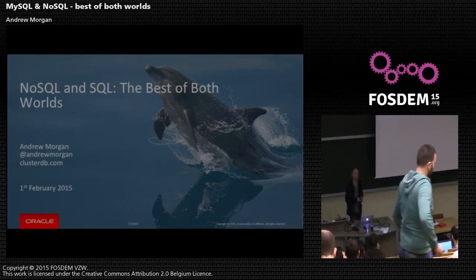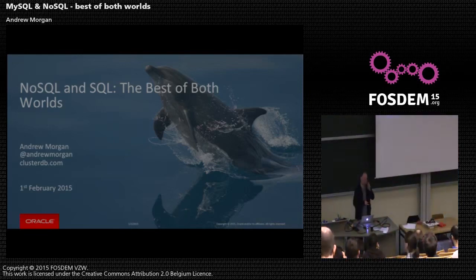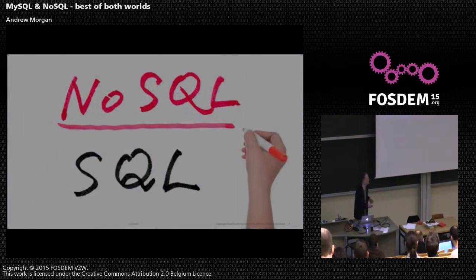So I'm Andrew Morgan. I'm part of the MySQL team at Oracle, and my focus there is on anything to do with high availability. So MySQL replication, MySQL Fabric, and MySQL Cluster, which is one of the technologies we're going to look at today. Okay, so the topic of my talk is SQL and NoSQL. Is it possible to get the best of both worlds?